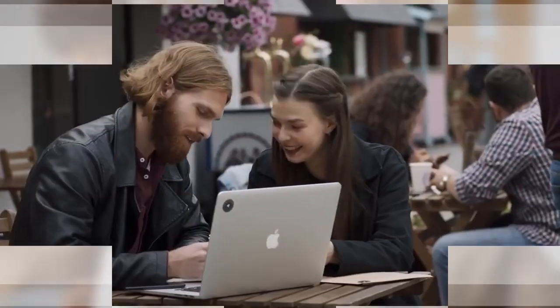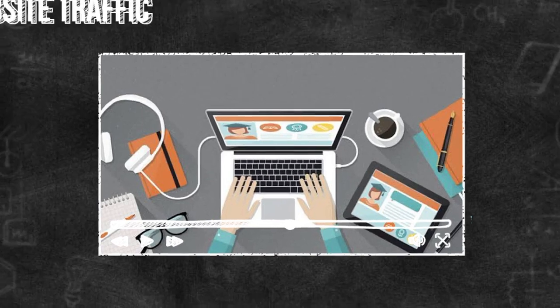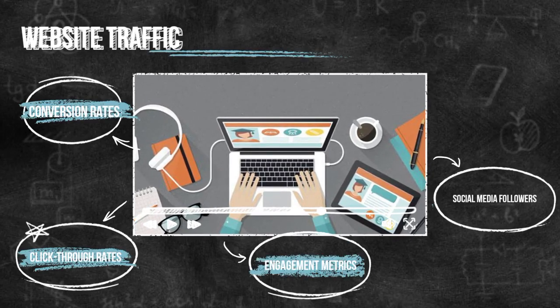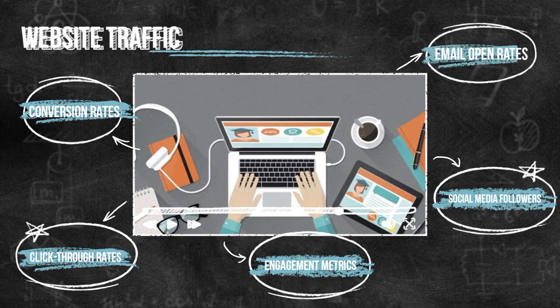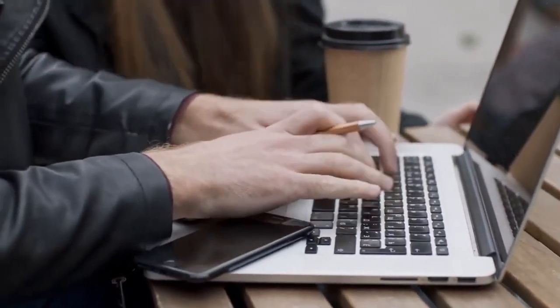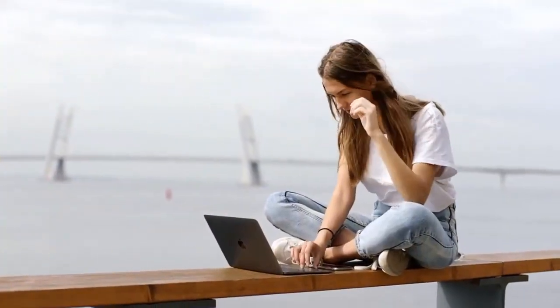Start by identifying key performance indicators that align with your goals and objectives. These key performance indicators could include website traffic, conversion rates, click-through rates, engagement metrics, social media followers, or email open rates. By setting benchmarks and tracking these metrics, you can gauge the effectiveness of your digital marketing initiatives.